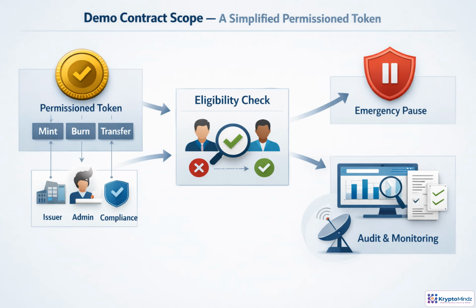Think of the demo contract as a regulated token in miniature. Issuers can mint, administrators can manage roles, and compliance operators control eligibility. Before any transfer succeeds, the contract checks both the sender and the recipient against the permission registry. If either side is not approved, the transfer is blocked. The contract can also burn tokens, pause activity in an emergency, and emit events so off-chain systems can monitor, reconcile, and preserve audit evidence.